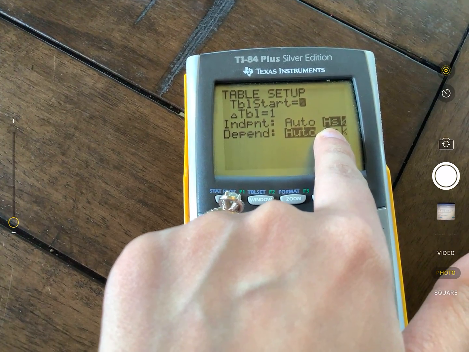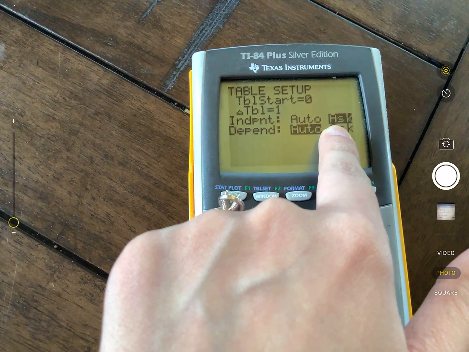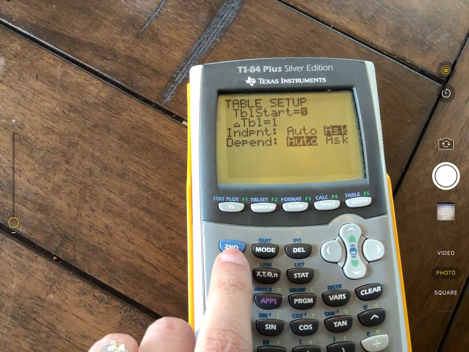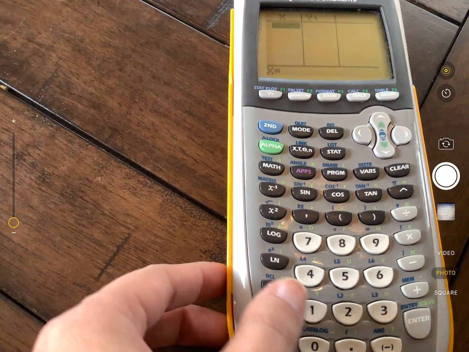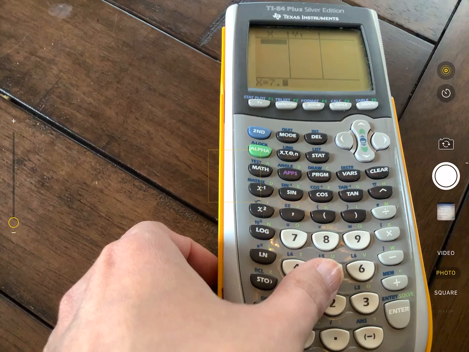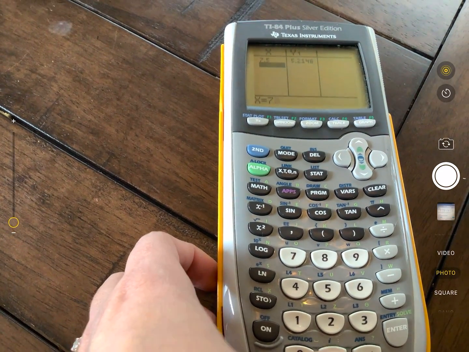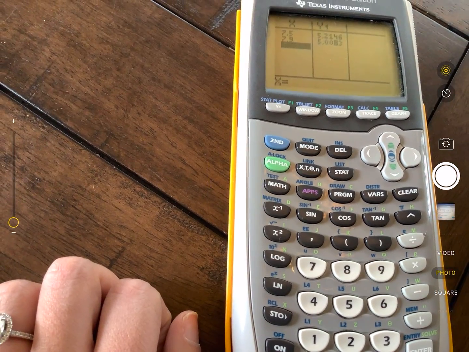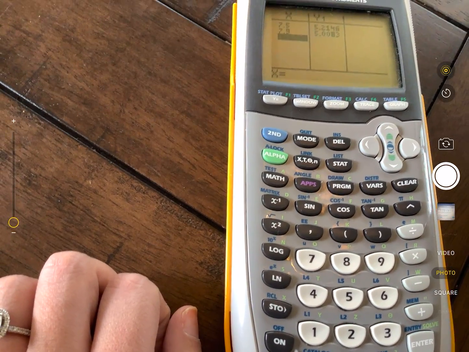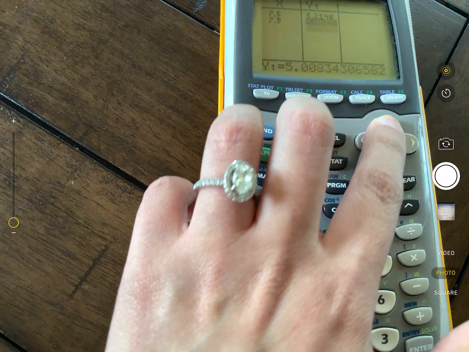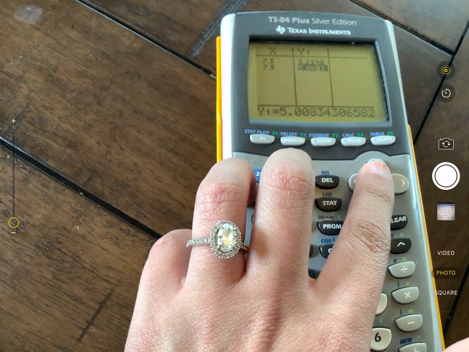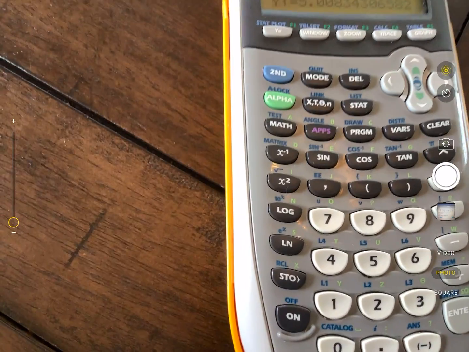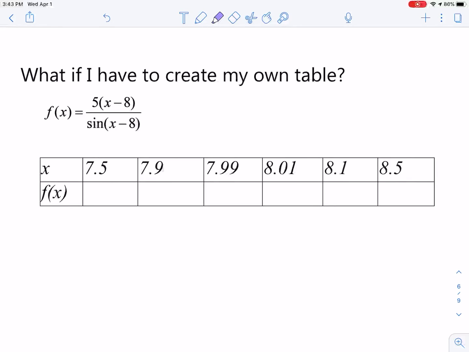So you want to set it to ask so that you can input your own independent values, or your own x values, okay? Once your setup looks like this, you can go ahead and go to your table, which is second graph. So second graph, and now I can just put the values I wanted. So you can go 7.5, enter, 7.9, enter, and so on and so forth. And you can see those are the same y values we were getting on Desmos, okay? And by the way, if you need more decimals than is being shown in the table, just hover over that number and see how I get all those decimals down here. Alrighty. Okay, so that is how to create your own table in both Desmos and an 84.